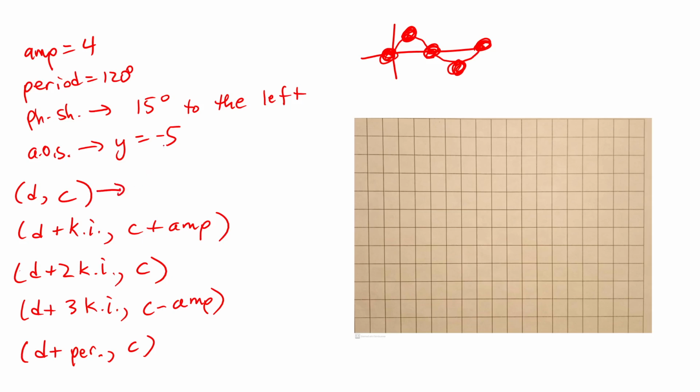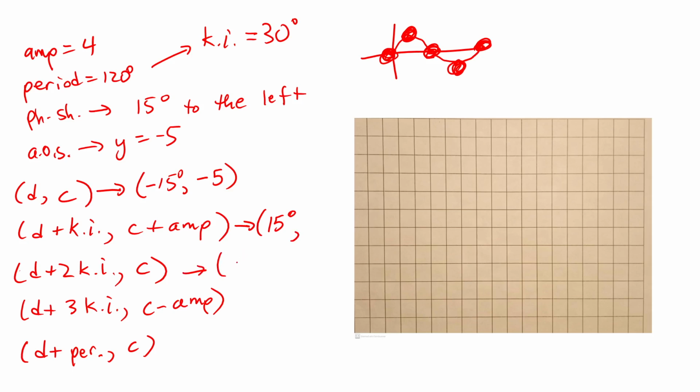Now, the phase shift is 15 degrees to the left. That means d is equal to -15 degrees. The c value is the same as the y value of the axis of symmetry, which is -5. Now, since the period is 120 degrees, that means the key interval is equal to 30 degrees. So we can say that d plus a key interval is -15 degrees plus 30 degrees, which is +15 degrees. Getting to our next x-coordinate, we're going to add another 30 degrees to that. To our next x-coordinate, we're going to add another 30 degrees to that. And to get to our next x-coordinate, we'll add one more key interval, another 30 degrees to that.